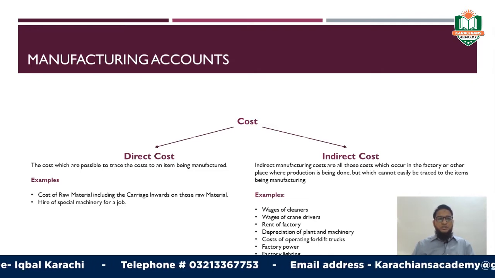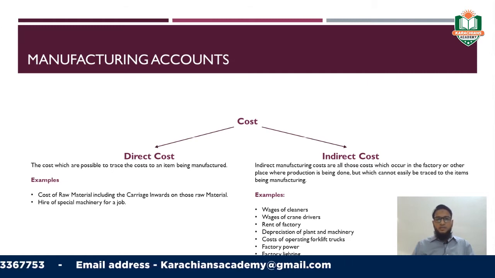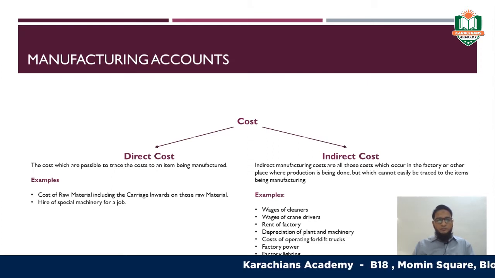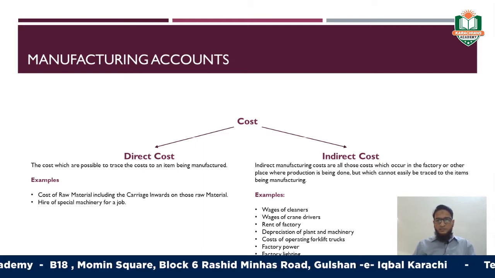The costs which can be traced to an item being manufactured will be termed as direct cost, right? Example: cost of raw material, which includes the carriage inward on those raw materials, right? Similarly, hire of a special machinery for a particular job. These are the examples of the direct cost. Now we are moving towards the indirect cost.